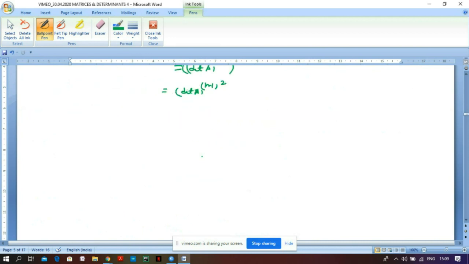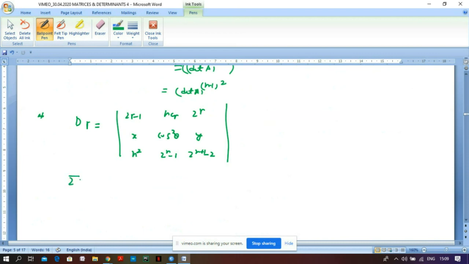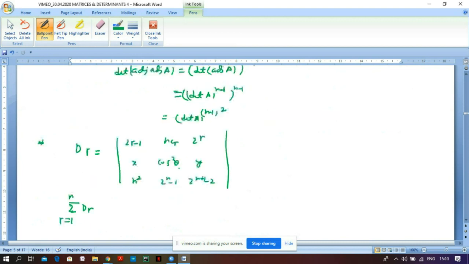Let us do some problems on summing determinants. Say we have D of r as the determinant with first row 2r minus 1, n choose r, 2 to the power r; second row x, cos squared theta, and y; and third row n squared, 2 to the power n minus 1, and 2 to the power n plus 1 minus 2. And suppose I want to find sigma D r, r equal to 1 to n, lower limit 1, upper limit n.